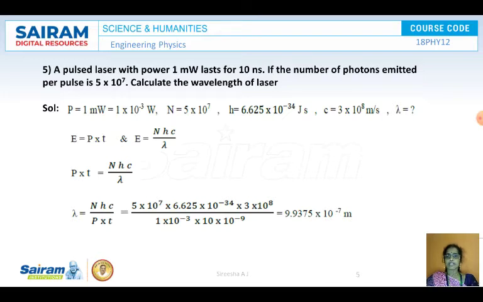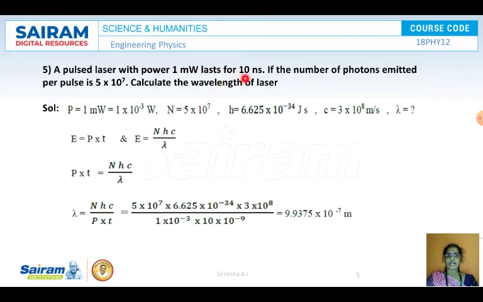Okay, next, this is a problem in lasers. A pulsed laser with the power 1 milliwatts lasts for 10 nanoseconds. If the number of photons emitted per pulse is 5 into 10 to the power of 7, calculate the wavelength of the laser. So what is being given here? Power is given as 1 milliwatts. Milli means 10 to the power of minus 3. So converting into minus 3.